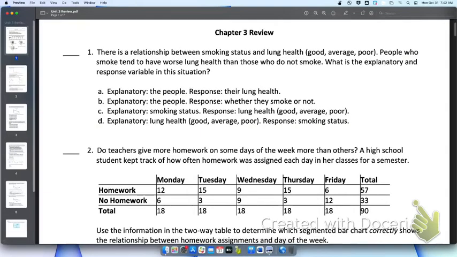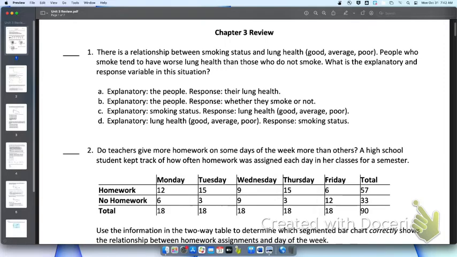Chapter 3 review. So, let's do it. Number 1. There is a relationship between smoking status and lung health. Good, average, or poor. People who smoke tend to have worse lung health than those who do not smoke. Are you shocked? It's A.